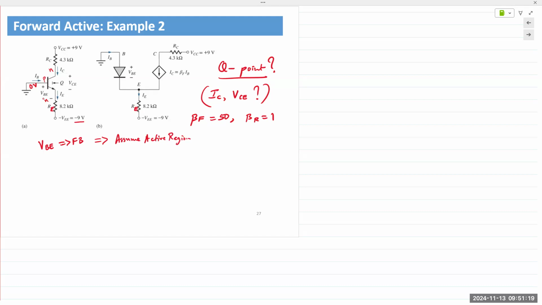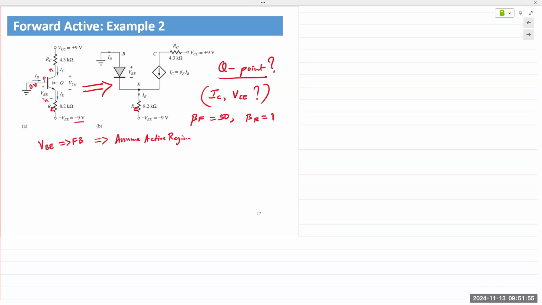Okay, active region of operation. And if I'm assuming active region of operation, then I can use the forward active model and redraw the circuit: the forward bias diode and a dependent current source. Okay. So now if you want to find these voltages and currents, go back to our three theorems, three equations: Ohm's law, KVL, KCL. Okay. And this is going to be the typical approach for most of these circuits.